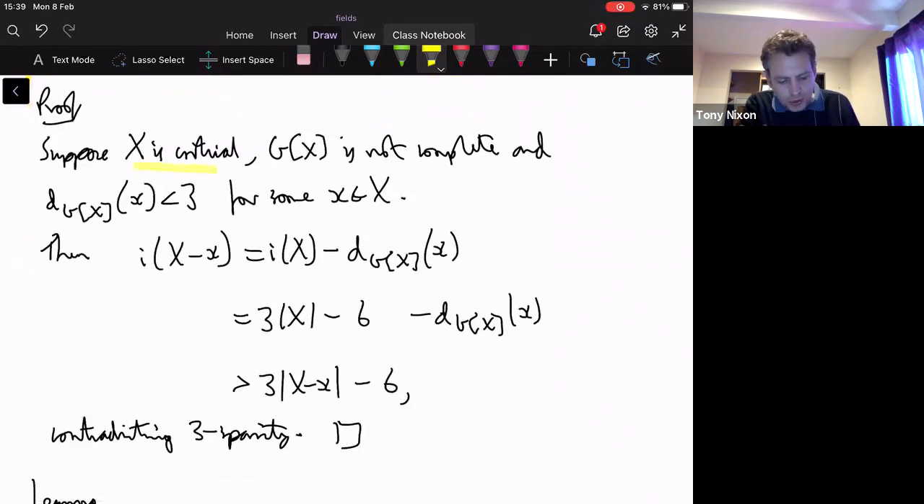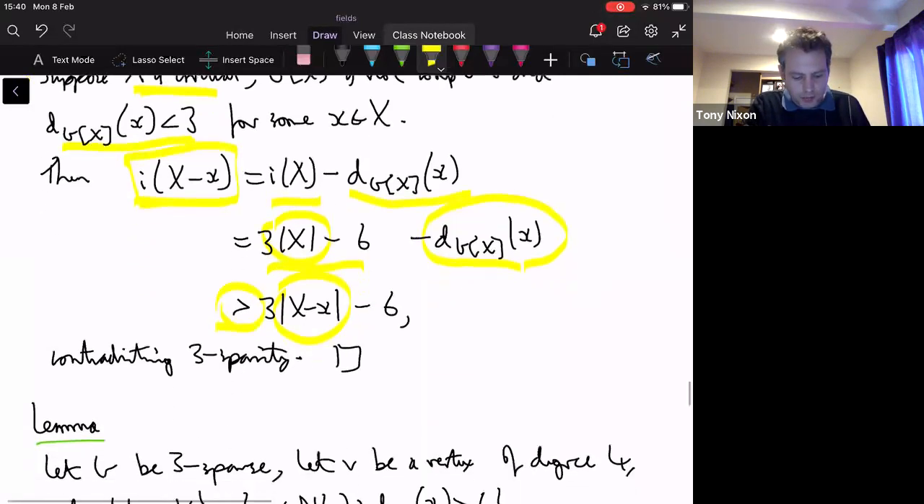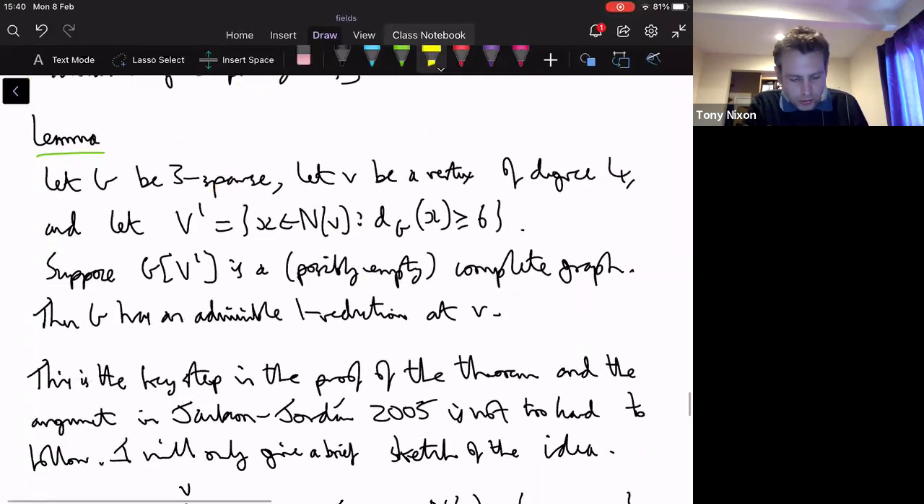Okay, so suppose we have a critical set and there's a vertex whose degree in the subgraph induced by that critical set is less than 3. Then we know that I of X is 3x minus 6, so we just work out what I of X minus x is. Well, it's equal to the number of edges in X minus the number of edges incident to x. I of X is 3x minus 6, so this just comes along. But since this is strictly less than 3, when we move from X to X minus x and take this away, we get a strict inequality, and we have a contradiction of sparsity because we have this set X minus x with too many edges in it. So this is just a very quick computation, but it really is what we're going to use a lot.